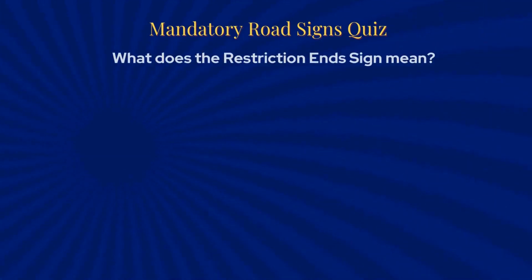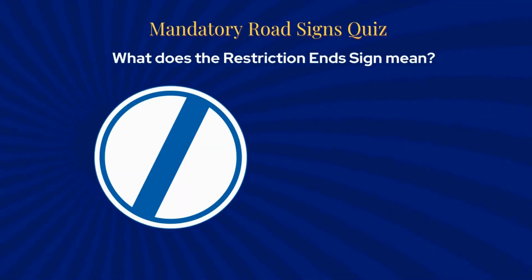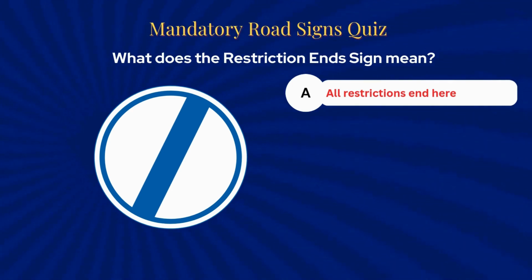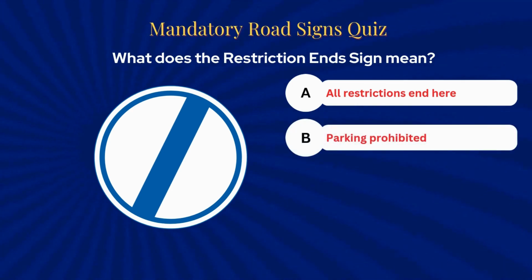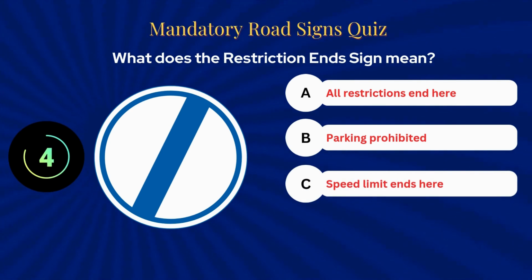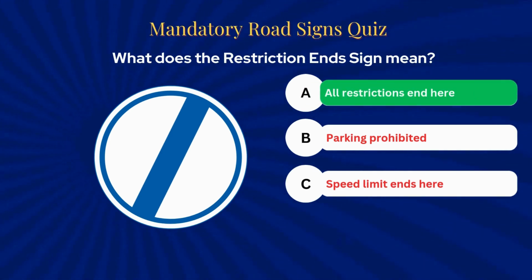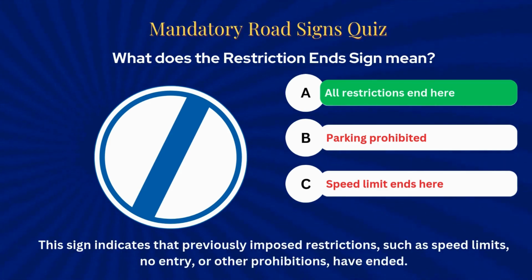What does the restriction ends sign mean? Options are all restrictions end here, parking prohibited, and speed limit ends here. Answer is all restrictions end here. This sign indicates that previously imposed restrictions, such as speed limits, no entry, or other prohibitions, have ended.